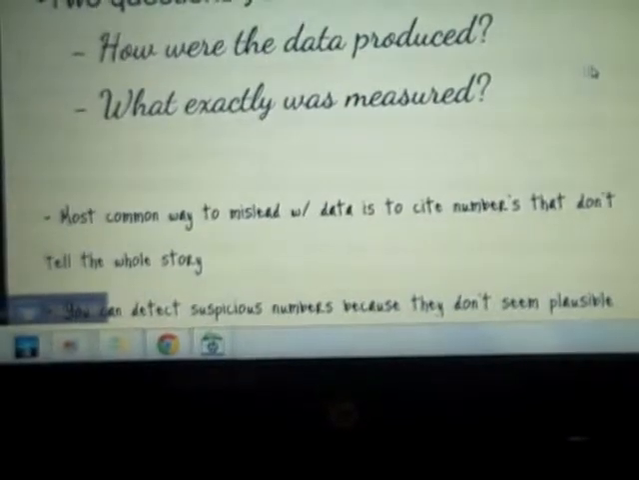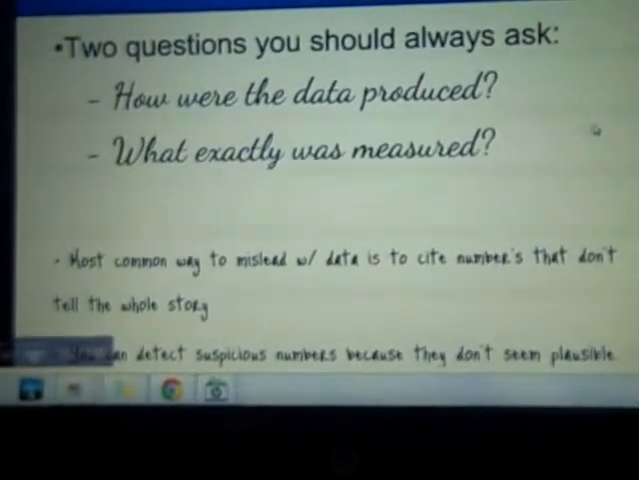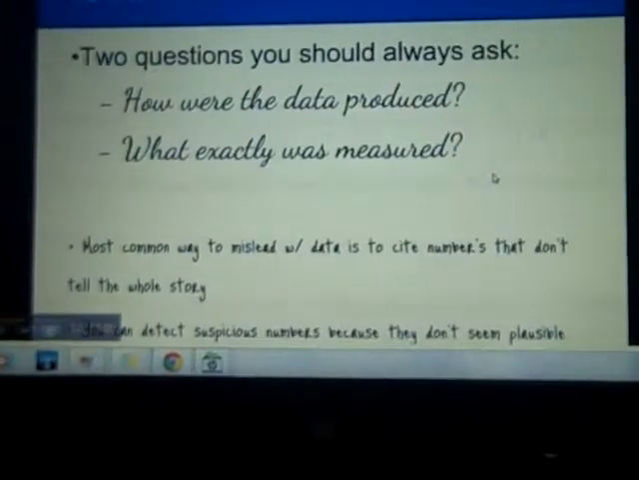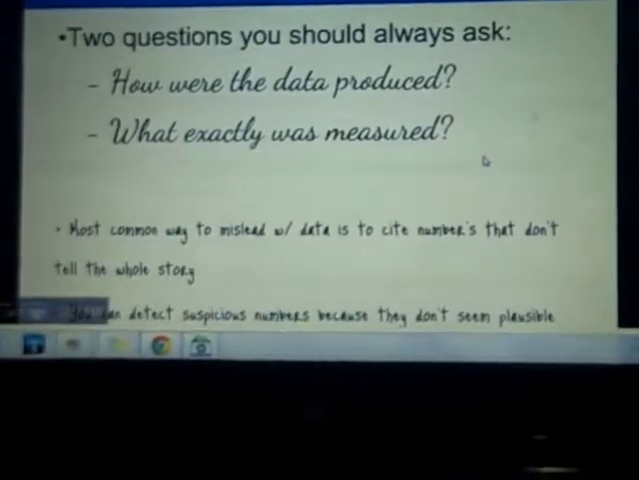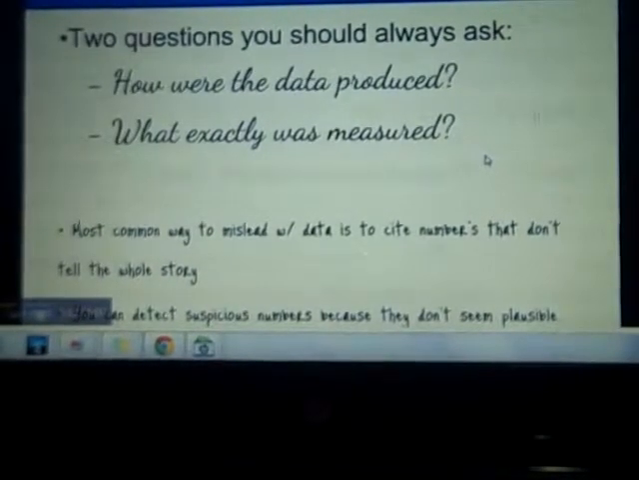You always have to ask yourselves if the numbers make sense. You can look at the data and be satisfied with it, but you have to make sure that it's true. One of the most common ways to mislead with data is to cite numbers that don't tell the whole story. You can detect suspicious numbers because they don't seem plausible, and you should know by looking at the graph or the data.